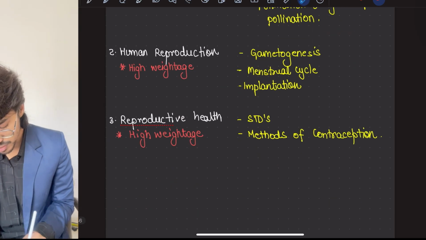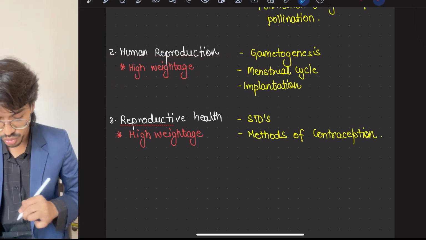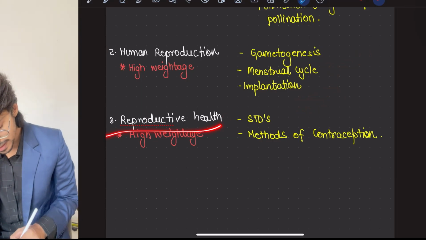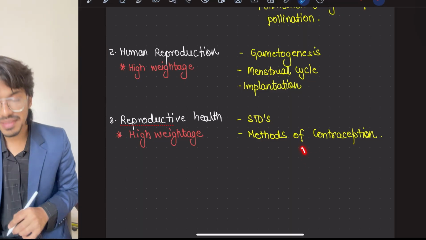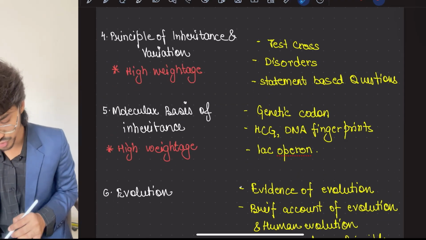Okay, then human reproduction, a high weightage topic. Don't leave anything, study everything. The highest are gametogenesis, menstrual cycle, and the implantation topic. Then reproductive health, high weightage. Don't forget to do the STDs beyond NCERT also, and the methods of contraception, which is very important, especially the pills and all those things, examples which are given to you.